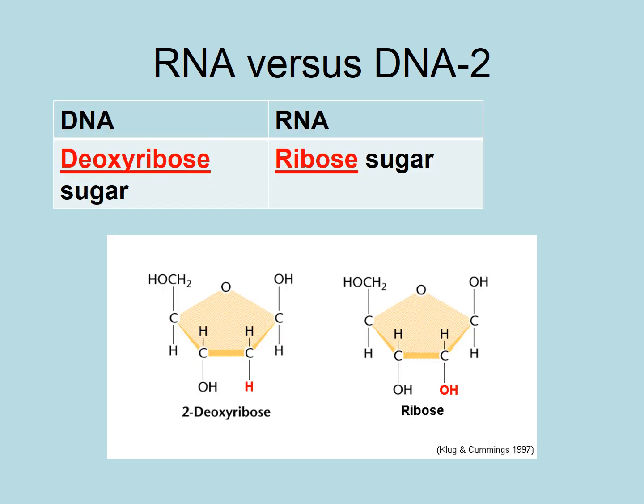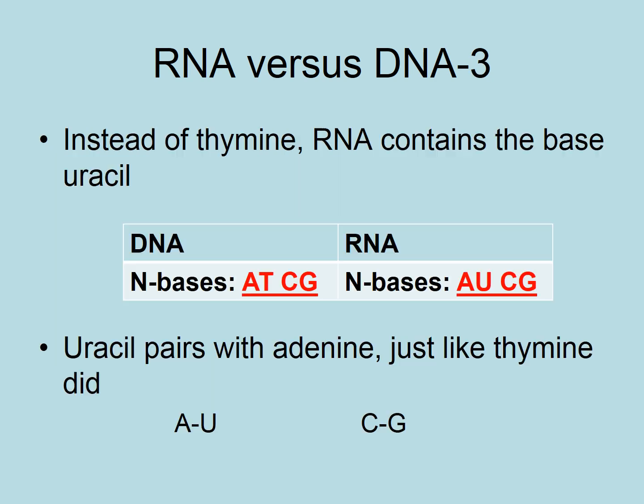Also, DNA gets its name because it's made from deoxyribose sugar. RNA gets its name because it's made from ribose sugar. And you know that this is a sugar because it ends in ose. And you can look at this picture and you can see deoxy means it's missing an oxygen, just so you'll know. Well, this is what makes deoxyribose different from ribose. And then difference number 3 is the nitrogen base.